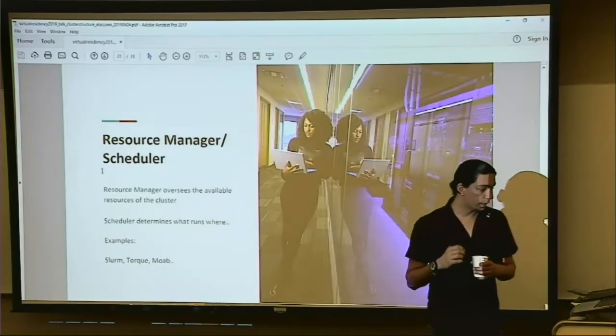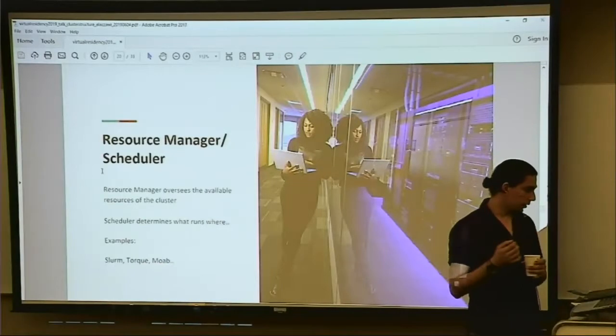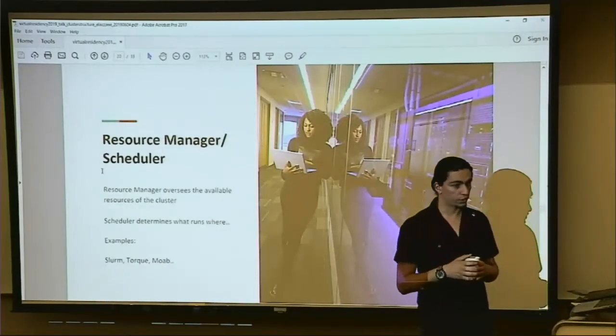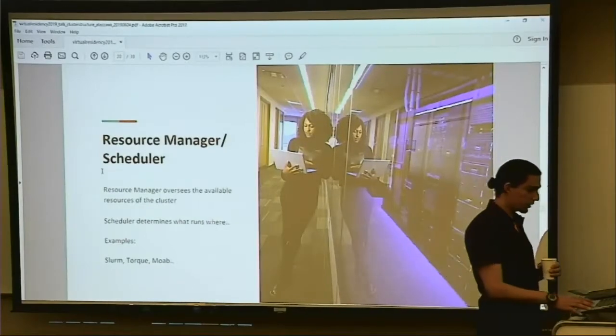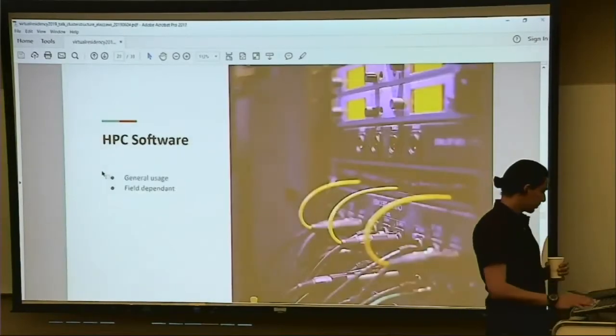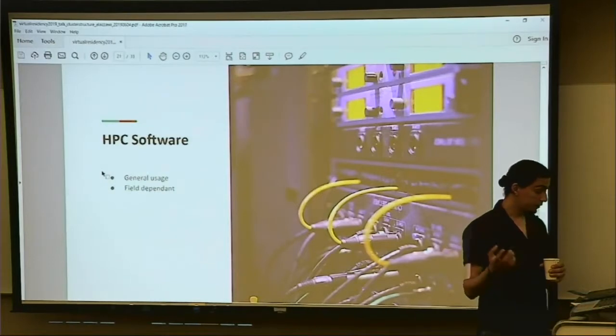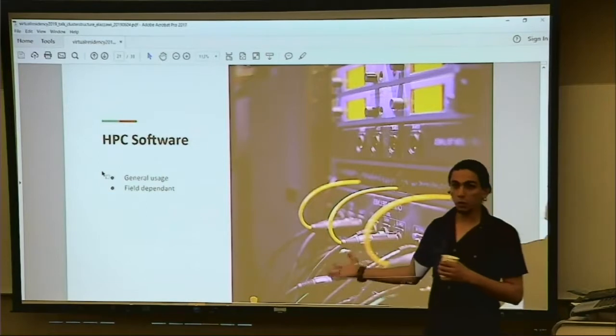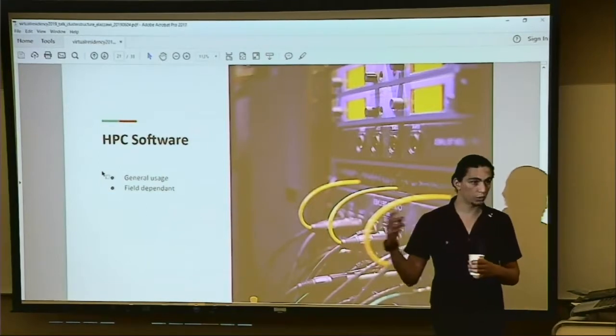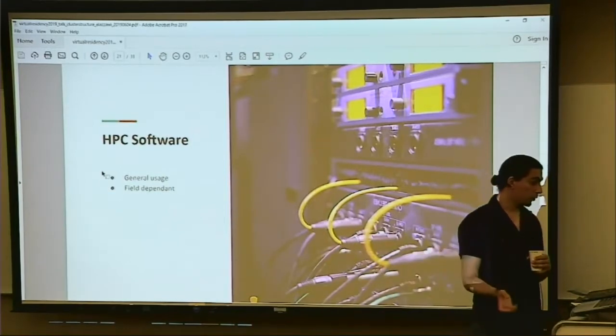But yeah, so the scheduler decides what runs where, and then your resource manager oversees the available resources, and that's how you can assign the jobs and all of these things. And then software. So all of this, we built all of this for what? To run our simulations, or jobs, what we call them.